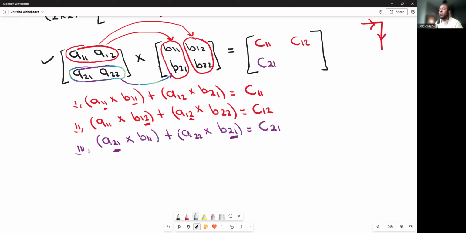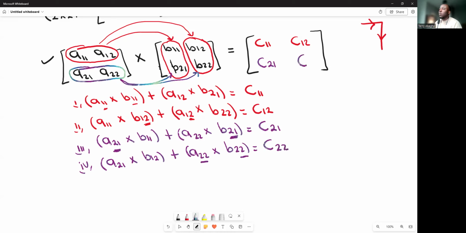Good. Number 4. Then you're going to do the next thing. You're going to repeat the same thing with this one here. So we're going to have A21 multiplied by what? B12, plus A22 multiplied by what? B22. Then the final answer, what is common between all this, you have it is 22. Then you write the answer. The answer you have is going to be C22, and you're going to put it what? Here.